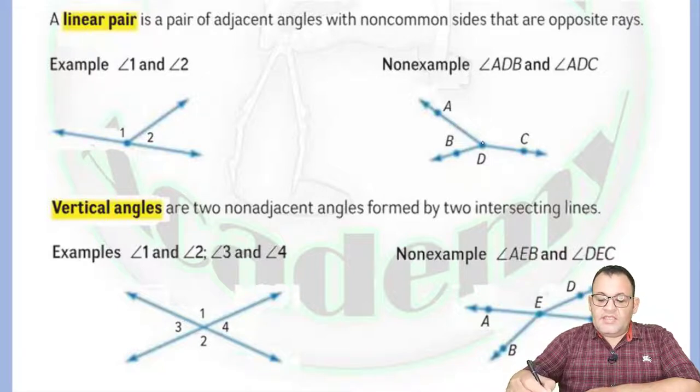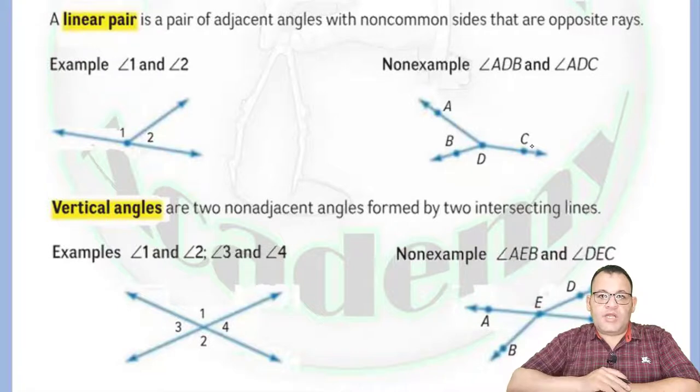For angle ADB and angle ADC, we have a common side which is DA. But DB and DC are not forming a straight line, so we can say that ADB and ADC are not a linear pair. The sum of the linear pair angles, the two angles drawn on the same straight line, is equal to 180. If you add angle number 1 and angle number 2, you will find that the sum equals 180. That is the relation between the linear pair angles.